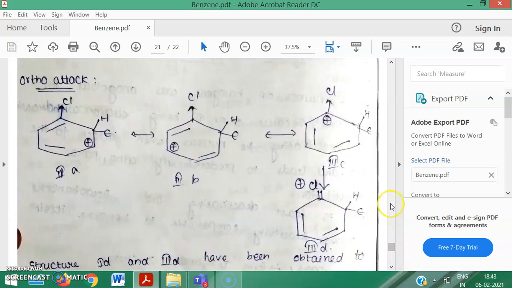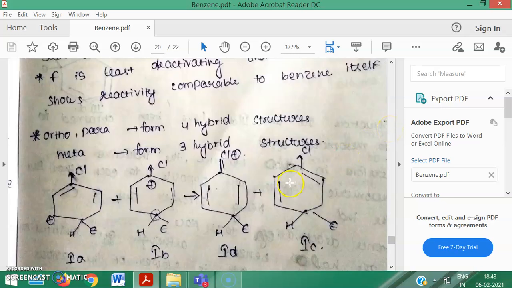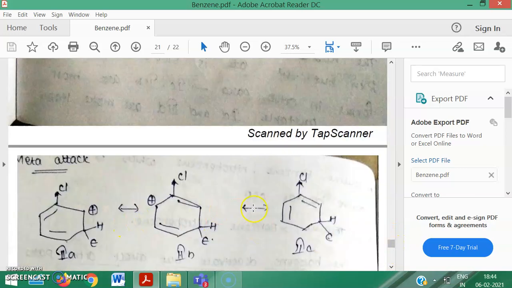So this is why, even though chlorine, bromine, and iodine are deactivating groups, they direct the ortho and para positions. The chlorine itself takes electrons from the benzene ring and bears the positive charge, and more stable structure formation takes place in the ortho and para attack, whereas in the meta attack only 3 resonance structures take place. So that's why ortho and para direction takes place with halogens. That is the answer.